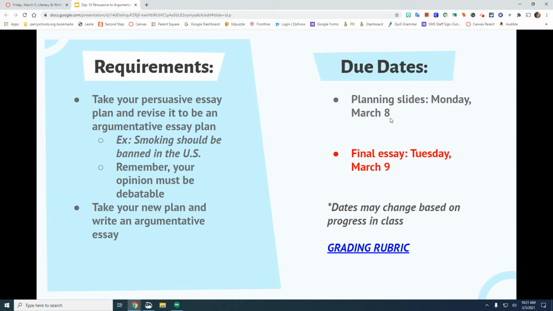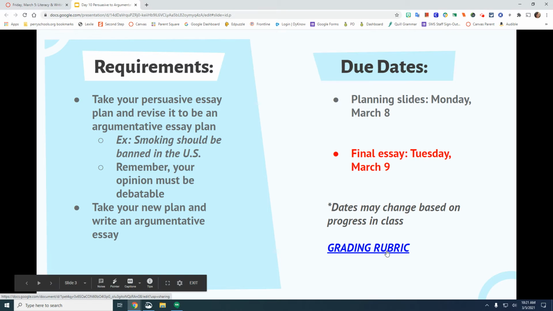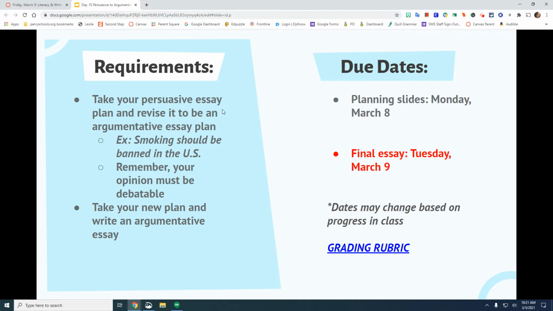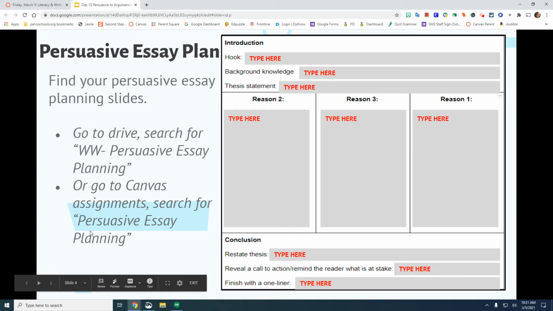So these planning slides are due Monday, March 8th. Your final essay is due Tuesday, March 9th. And here is your grading rubric, which you have seen before. So the requirements: take your persuasive essay plan and revise it to be an argumentative essay plan. Then you're going to take your new plan and write an argumentative essay.